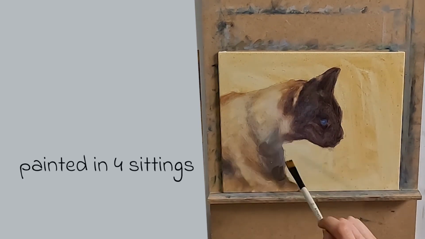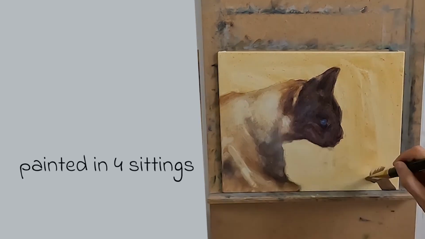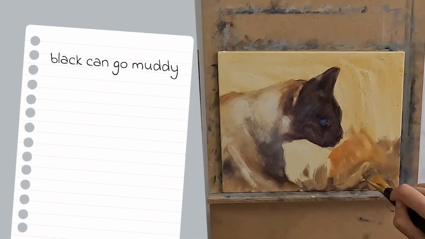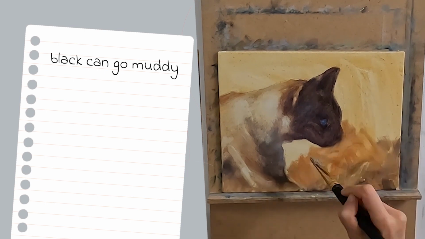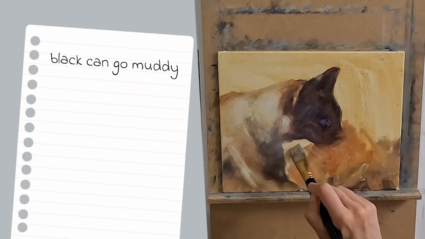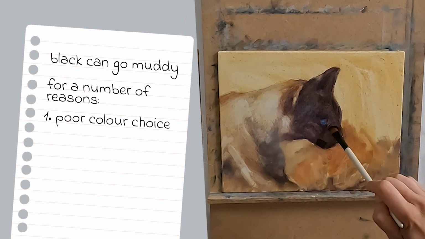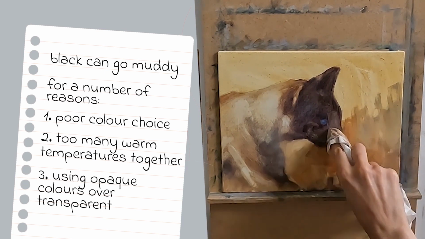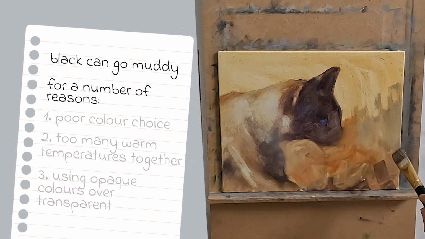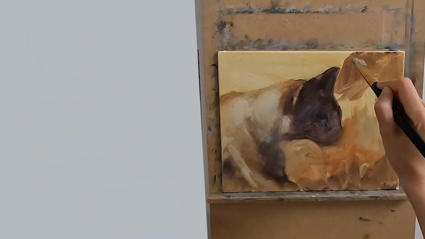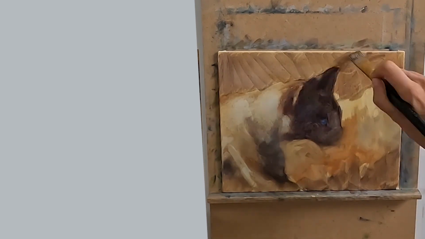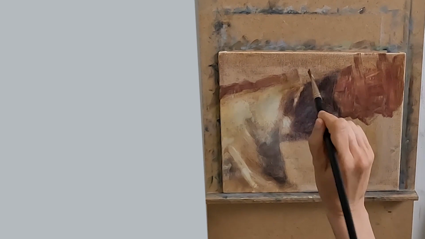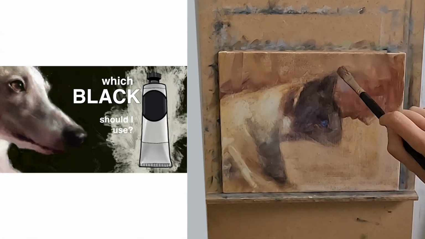I have painted this cat in 4 sittings and I messed up sitting 2. I ended up muddying up my colours and I had to wipe a lot of the paint from the canvas. The reason I muddied up the colours was due to my poor colour choice and I overused my black and didn't take into account its semi-transparent nature. Black can be a tricky colour to use, so if you would like a bit more information on how to use black in your paintings, have a look at this video available on my channel.